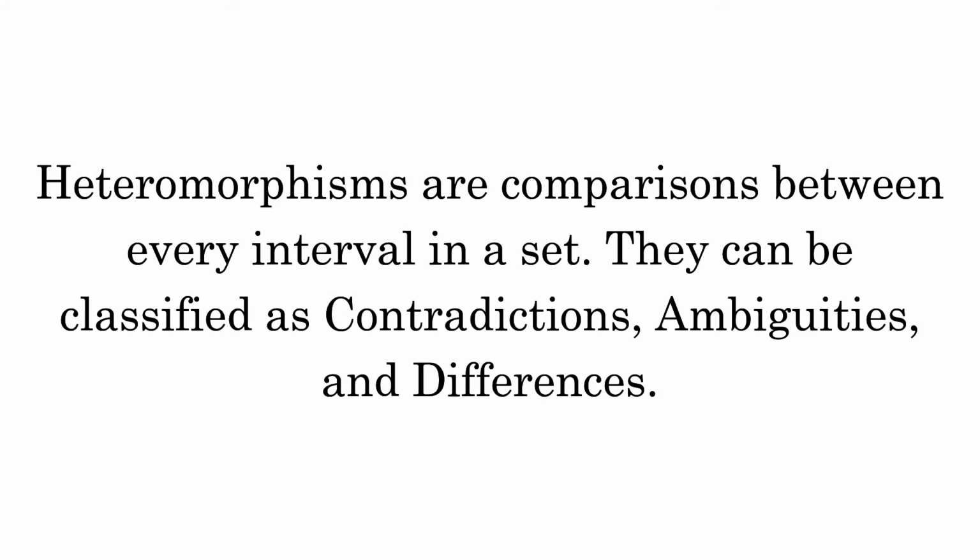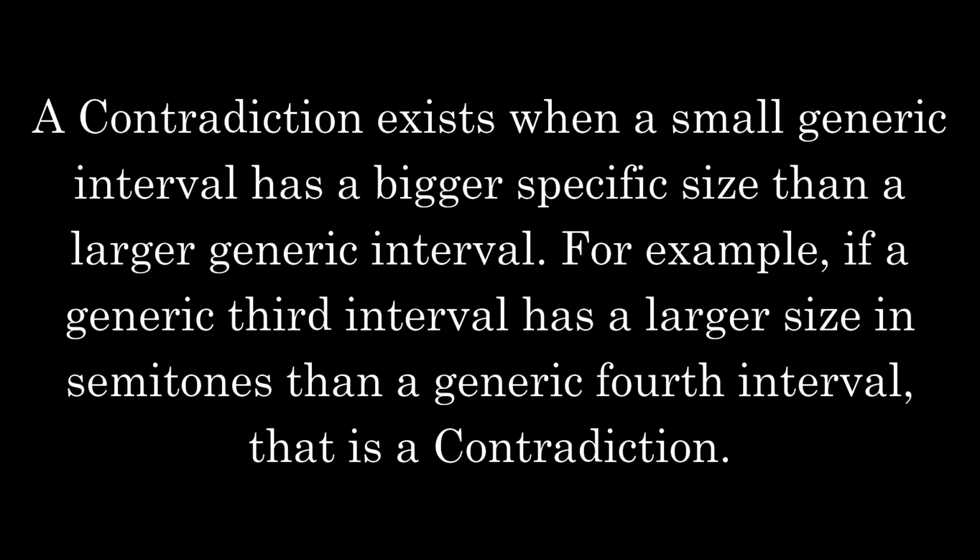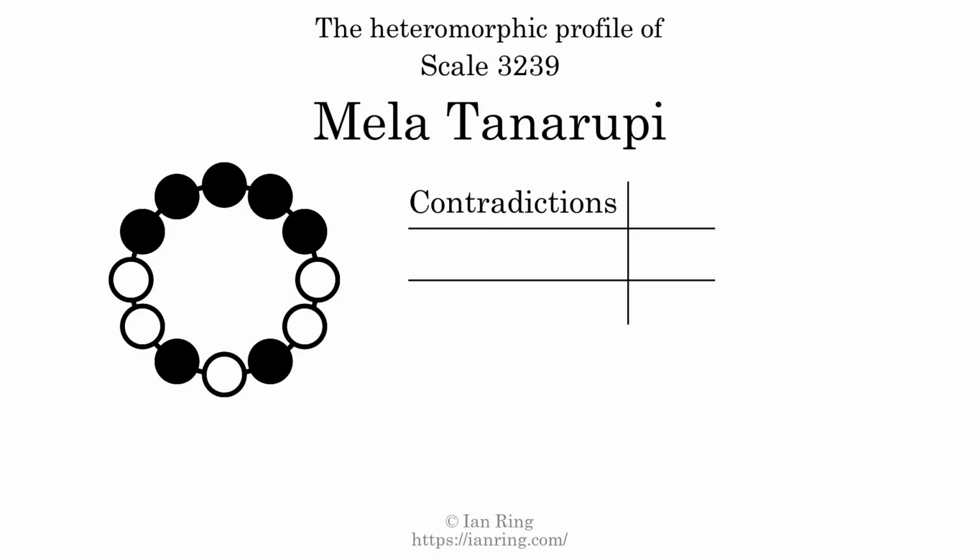Heteromorphisms are comparisons between every interval in a set. They can be classified as contradictions, ambiguities, and differences. A contradiction exists when a small generic interval has a bigger specific size than a larger generic interval. For example, if a generic third interval has a larger size in semitones than a generic fourth interval, that is a contradiction. The number of contradictions in this scale is 41.